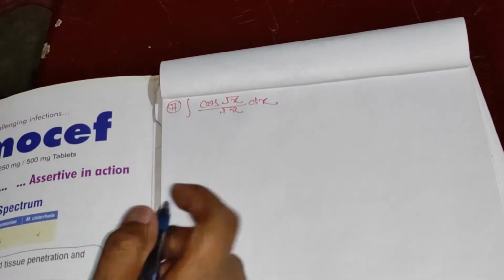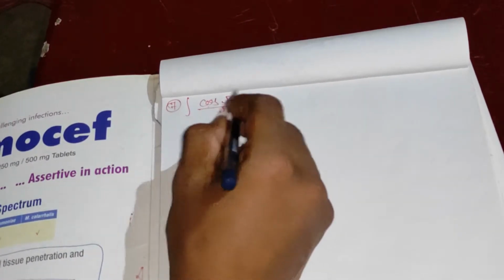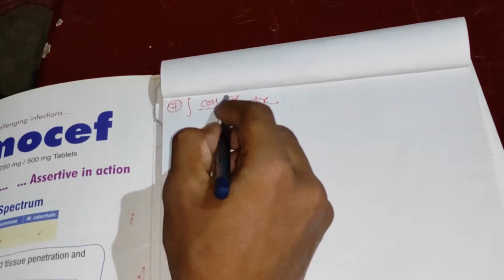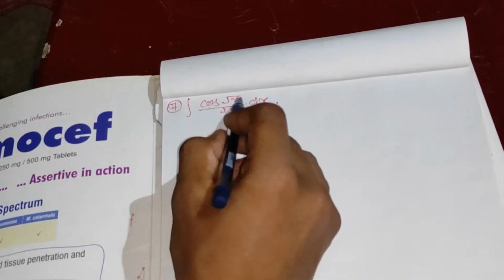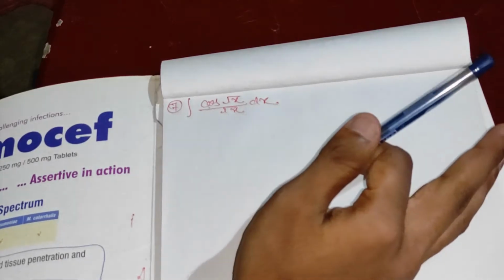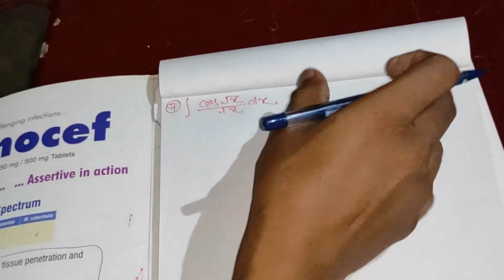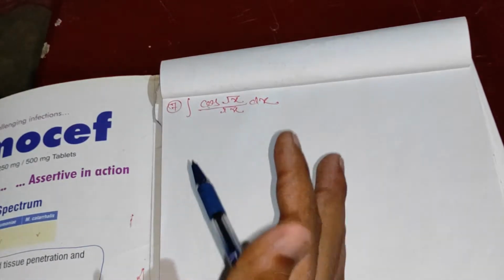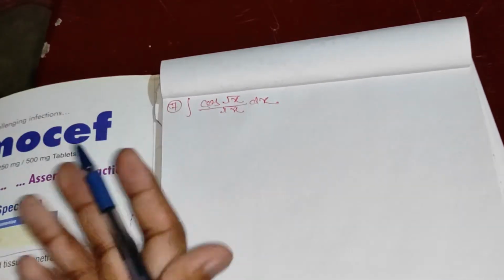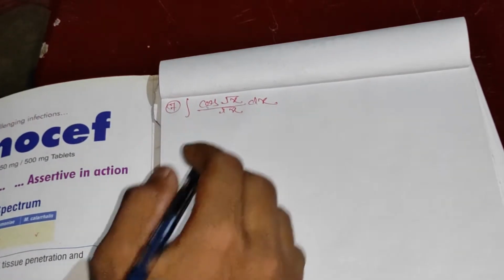Now question number 7. You have to find the integration of cos of square root of x divided by square root of x dx. Here you have 2 options. Either you can assume square root of x equal to another variable, or you can assume cos of square root of x equal to another variable. As I said, whatever expression you get after differentiation will sometimes approximately equal the given expression, and that will help you to solve these questions.